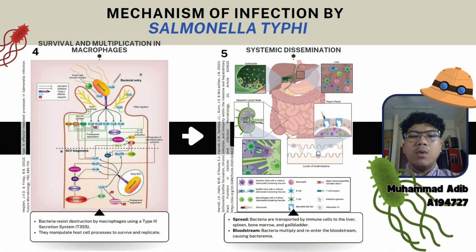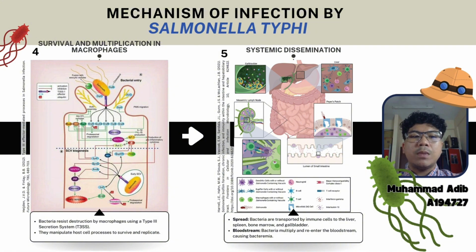Specifically, T3SS blocks the fusion of the phagosome, where bacteria are trapped, with lysosome, which contain destructive enzymes, allowing the bacteria to avoid destruction. Inside the macrophage, Salmonella typhii survives and multiplies within a modified compartment called the Salmonella containing vacuole (SCV), using host nutrients for growth and replication.